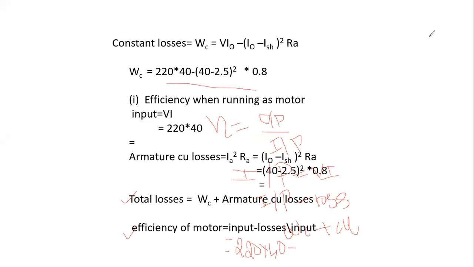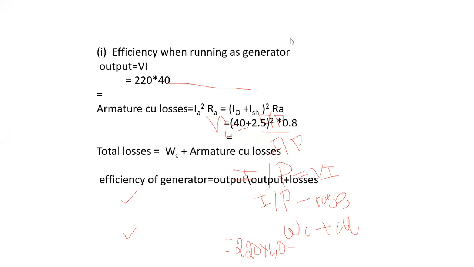Understand? Similarly, we calculate the efficiency of a generator. If it is a generator, what is the known term? That is the output. The generator output is the electrical energy, equal to V into I, that is 220 into 40.